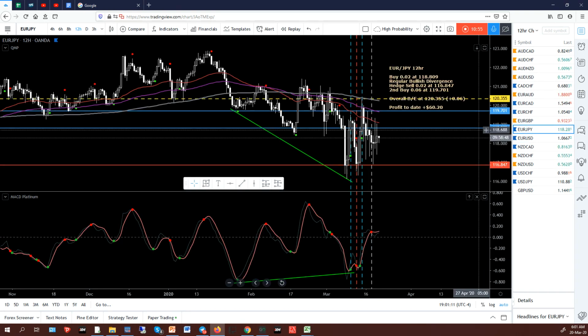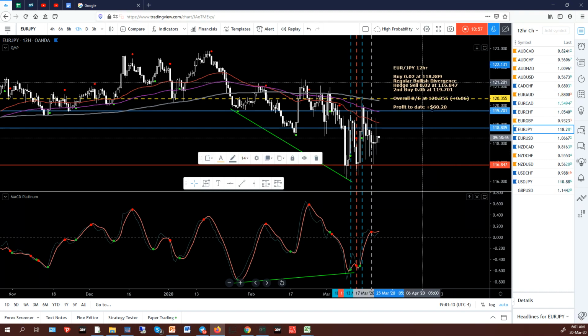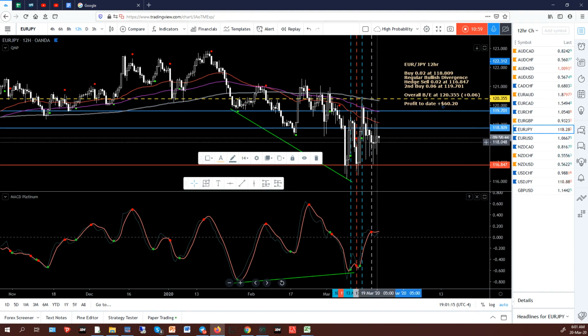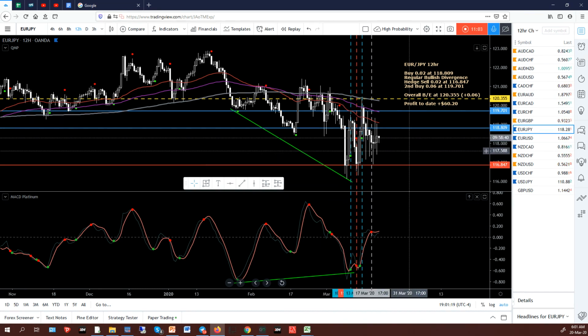Euro yen, I think it's a bit of a dog's breakfast. This euro yen's been tough to trade, but I'm in many trades there, one, two, three, and not much has happened. I really have to get up to this yellow line to get break even, get out of this.